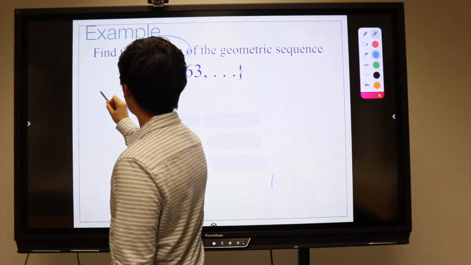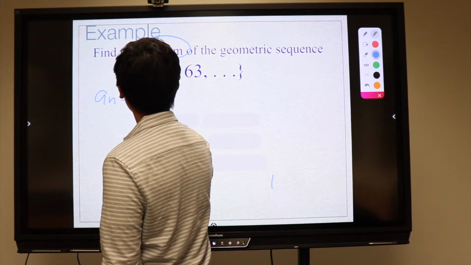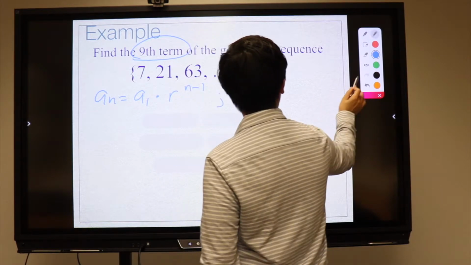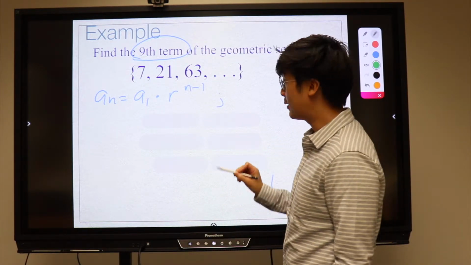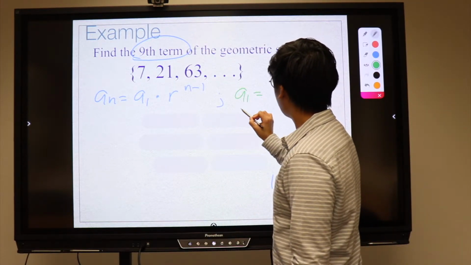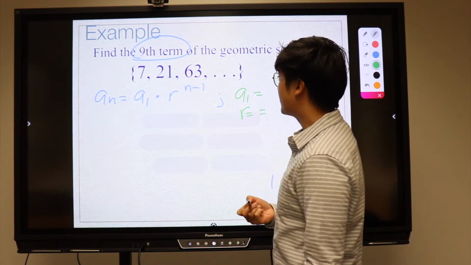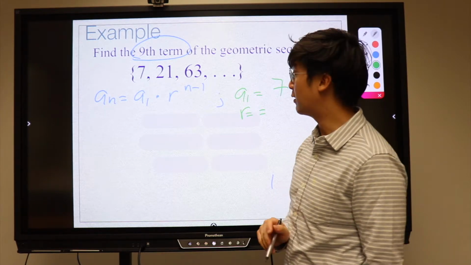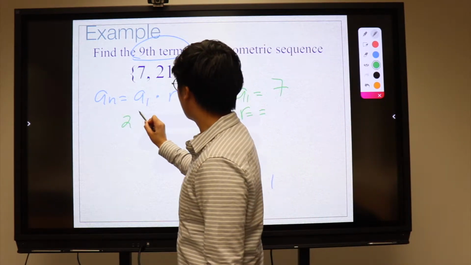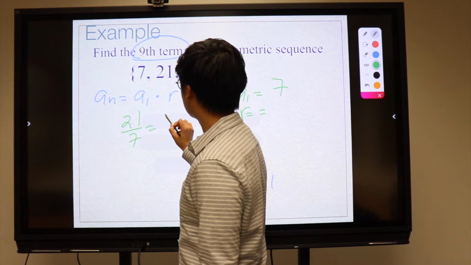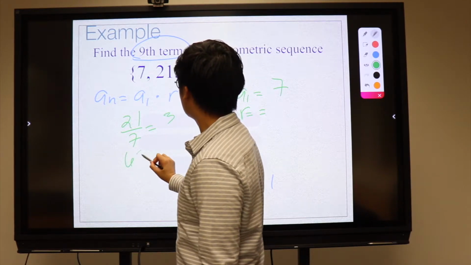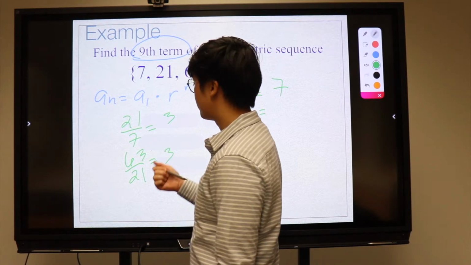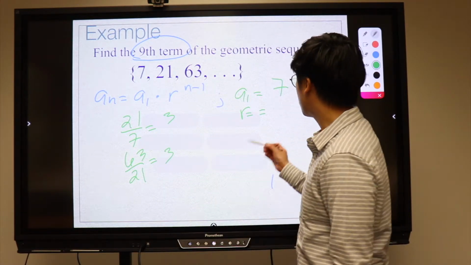Start by writing out the formula, a sub n equals a sub 1 times r to the n minus 1. I need to write my ingredients, which are a sub 1 and r. And what is a sub 1? It is 7. I just need to figure out my common ratio. So I will divide 21 by 7, and I will divide 63 by 21 to make sure that they are common, and that is 3. So I have a common ratio of 3.